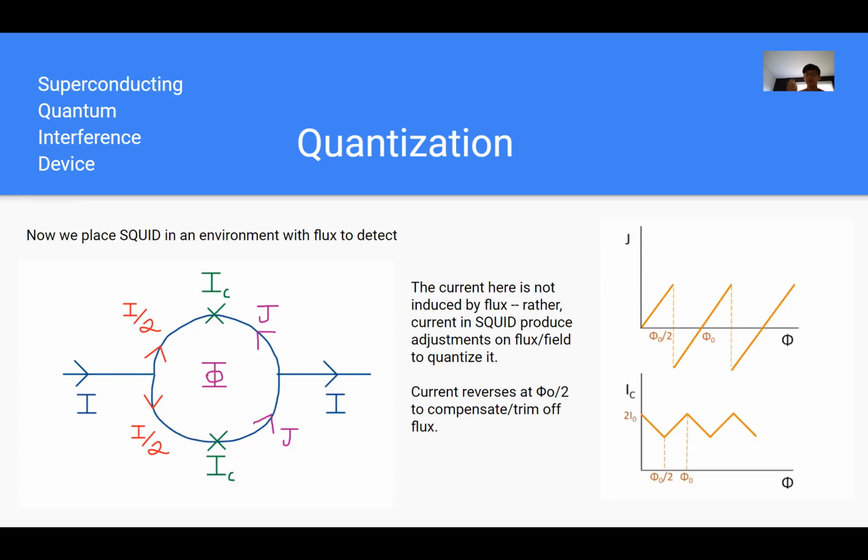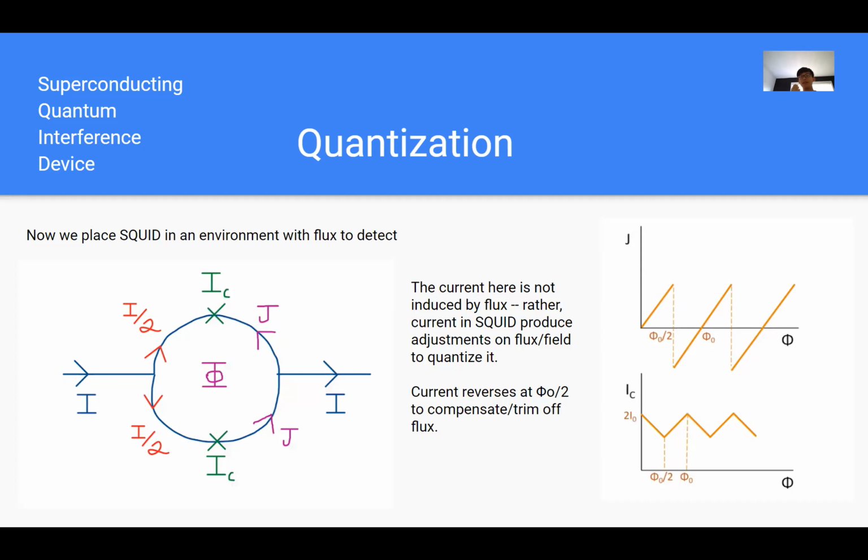If we have a magnetic flux, it will induce a current because of the E&M Maxwell equations. And on the left, there's a J, and that is the current induced. So on the slide, it says the current here is not induced by flux, rather the current produced adjusts on flux. So the current is producing flux, and what it does is that it quantizes the original flux in the middle.